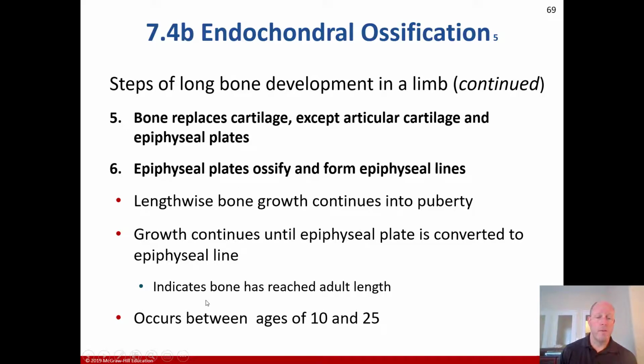But that said, bones reach adult length somewhere around sexual maturity, in which case the epiphyseal plate converts to the epiphyseal line. And it occurs between ages 10 and 25. It's unusual to see it happen as early as 10, typically more like 13 for some girls. It could be earlier, but typically somewhere in there, 13 to 17. Whereas men can be later and typically are, but it can vary between individuals, of course.